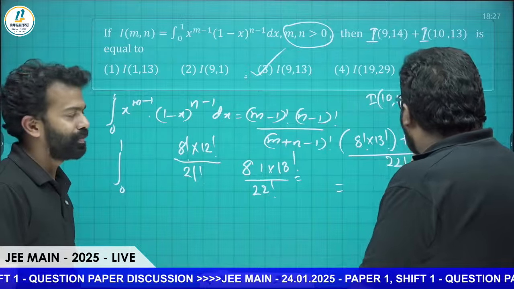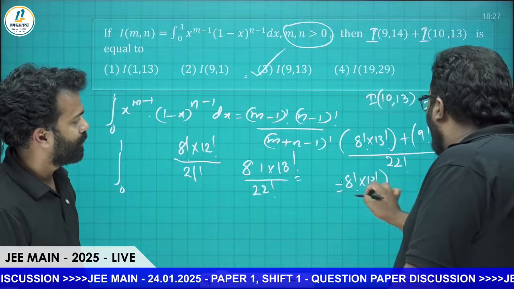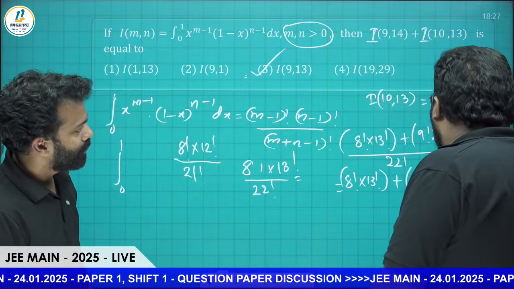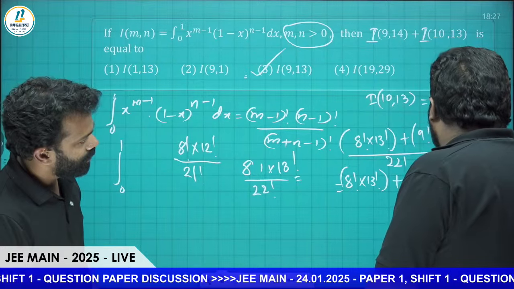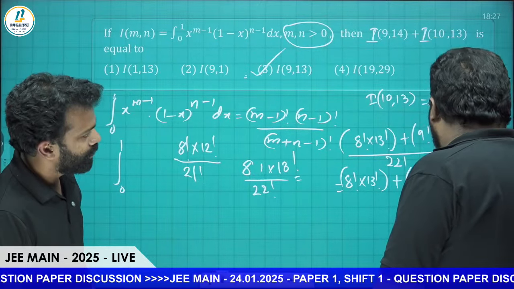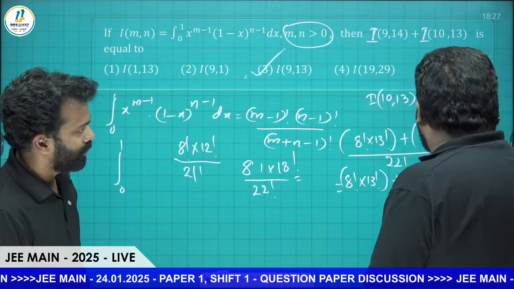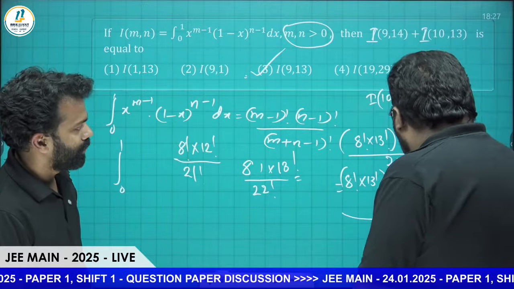You can simplify it, my dears. Nothing wrong here. 8 factorial into 13 factorial plus this can be written as 9 into 12 into 8 factorial into 9. This is 13 we need, so we can multiply by 13 and divide by 13, which creates 13 factorial. Then you can write this as divided by 13 into 9. So this you can simplify, my dears.